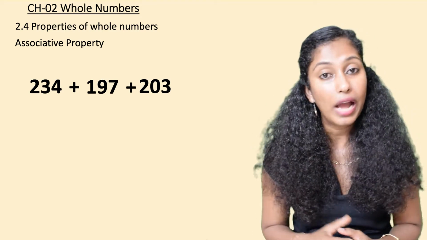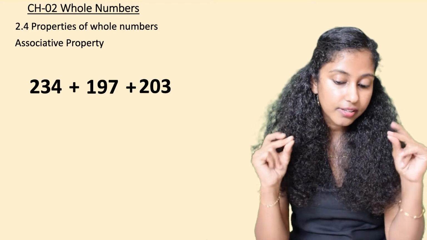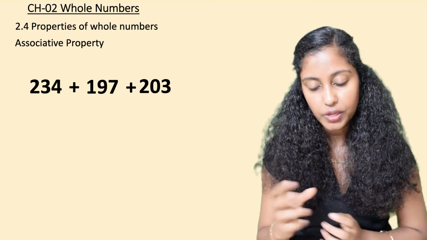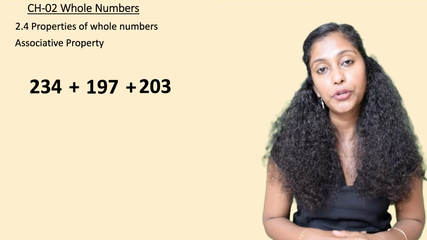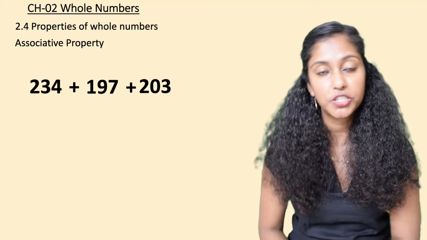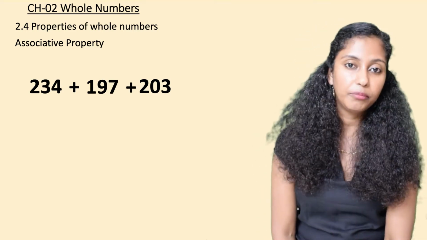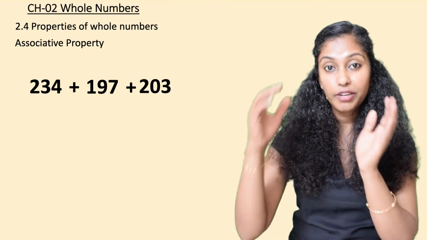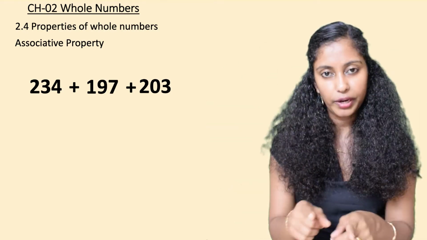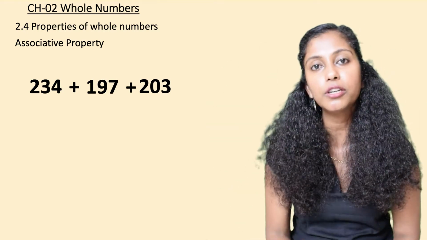If we have to add it and get the answer in a quick way, then we are going to make use of the associativity property of whole numbers, where whatever is easy for us, we enclose it in one bracket and try to get the answer quickly.